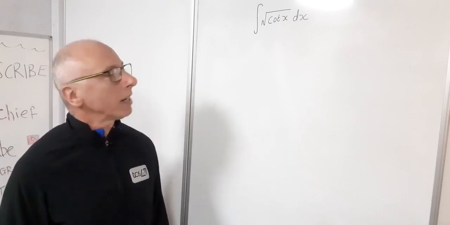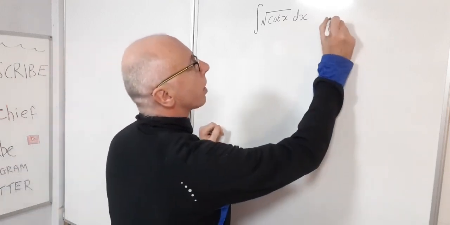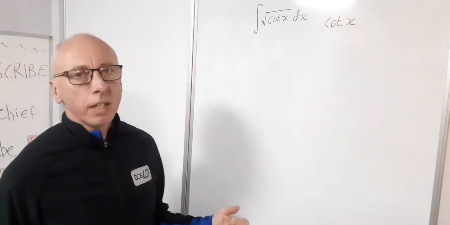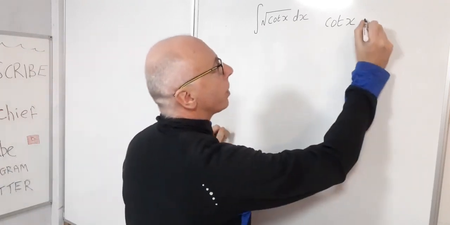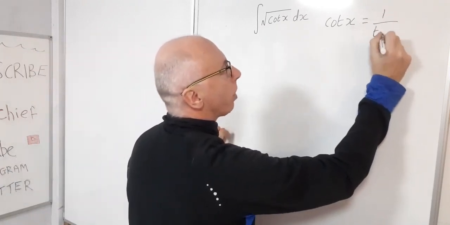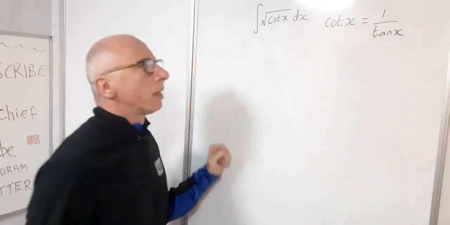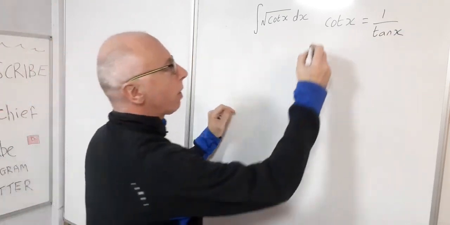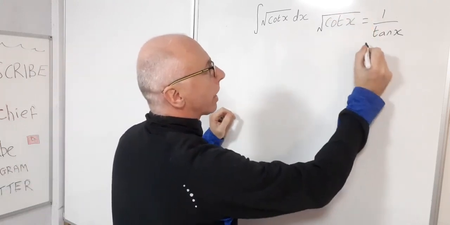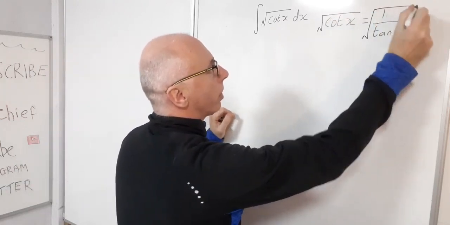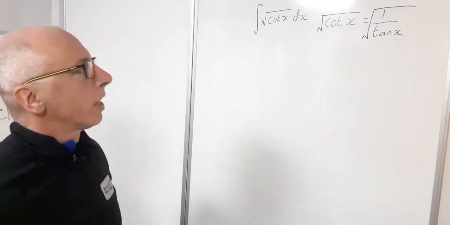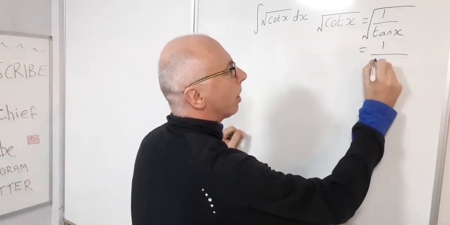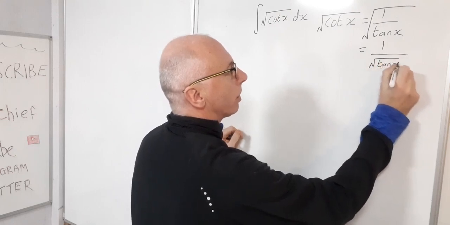So let's have a look at cotangent x first. Cotangent of x, we know this is basically the reciprocal of the tangent function. So that's 1 over tangent x. Now, if you put that in the square root, we can put this all in the square root. And then this would just simplify to 1 over square root tangent x.